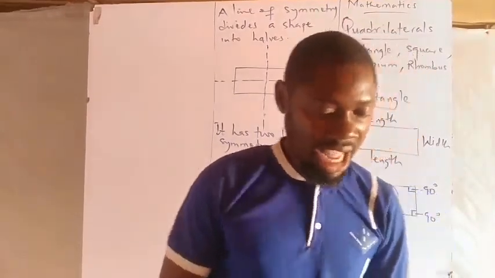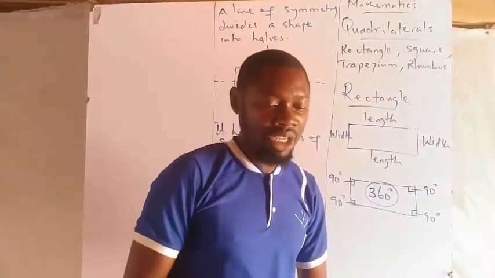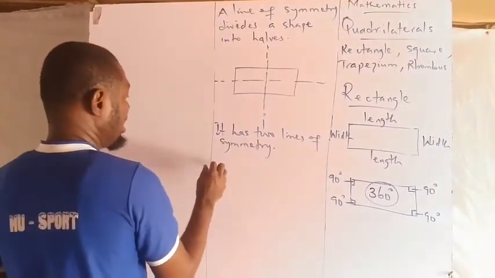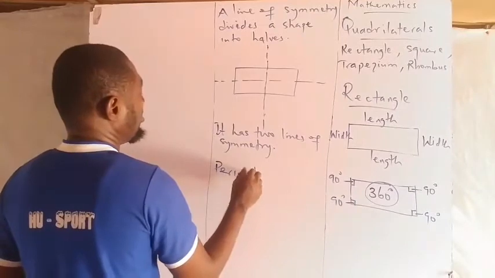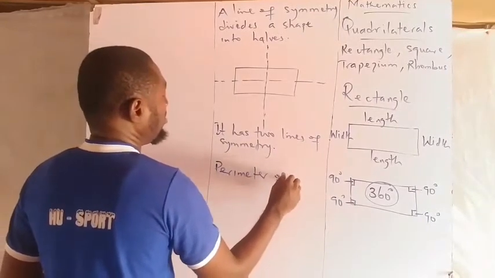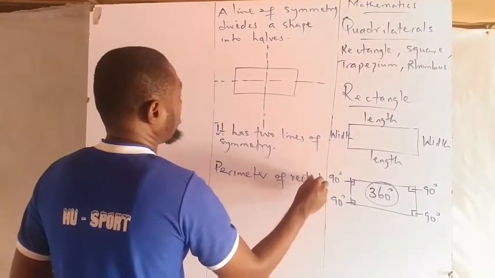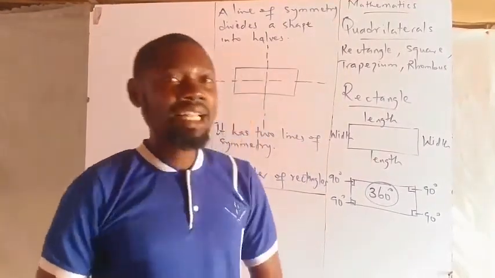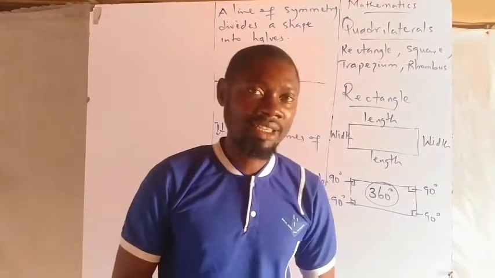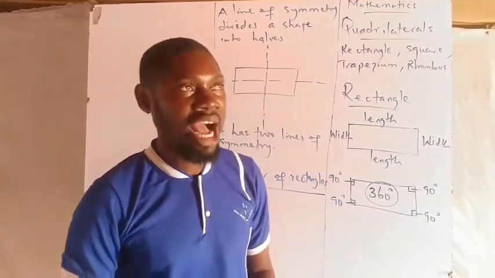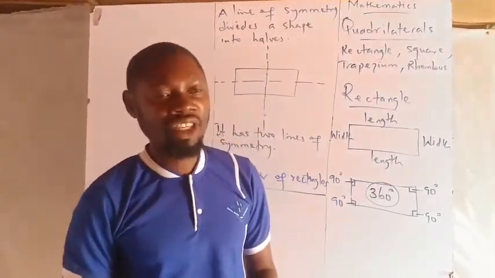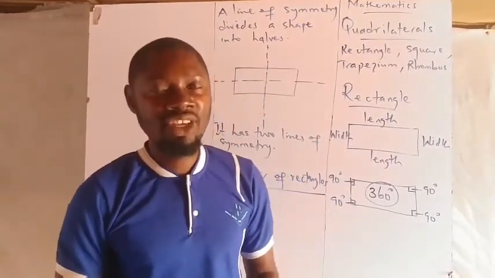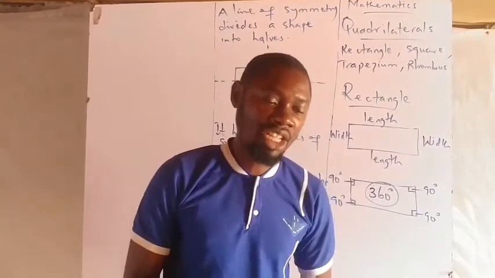Quickly, let us consider the perimeter of rectangular shapes. Perimeter of rectangles. Perimeter means add every part or every edge that you have in that particular shape. All the edges should be added. Perimeter simply means adding all the edges of the shape that you are concerned or dealing with.